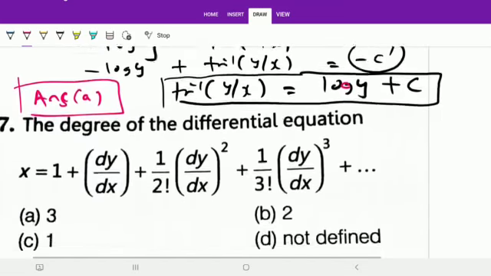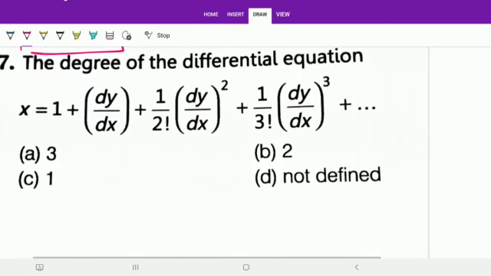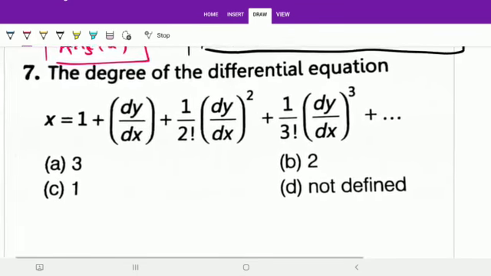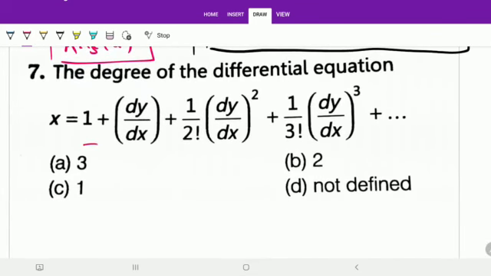Okay, so next question is also a differential equation, but this is just the degree of differential equation. And our question is: the degree of the differential equation x equal to 1 plus dy by dx, 1 by 2 factorial dy by dx the whole square, 3 factorial dy by dx the whole cube, and so on. This is an infinite series. Now this is a trick question, my friends. This is a very simple trick question, and you should know this trick.